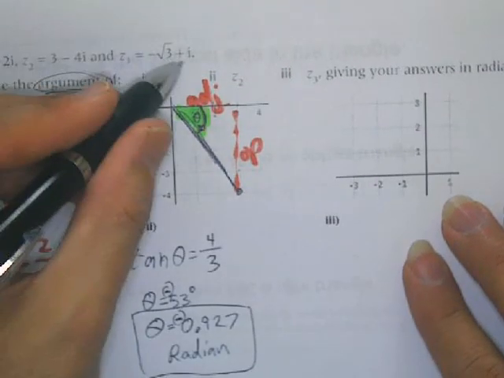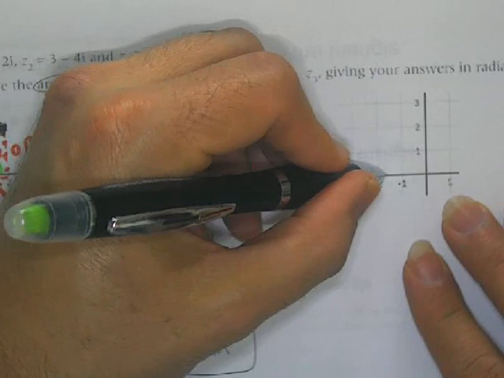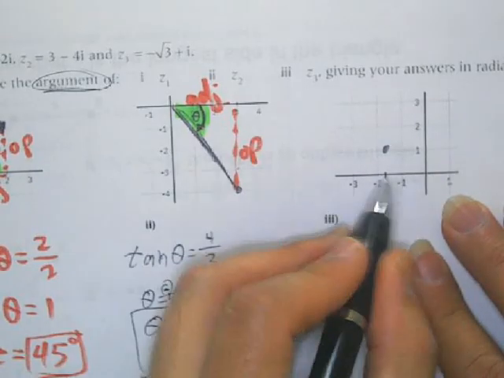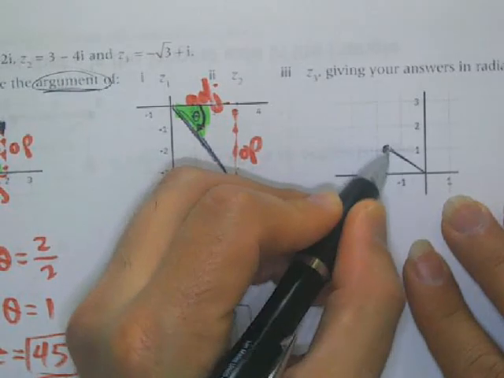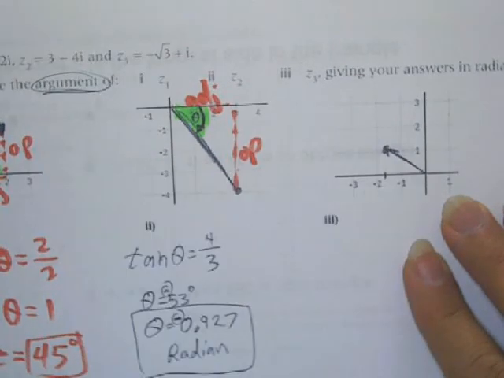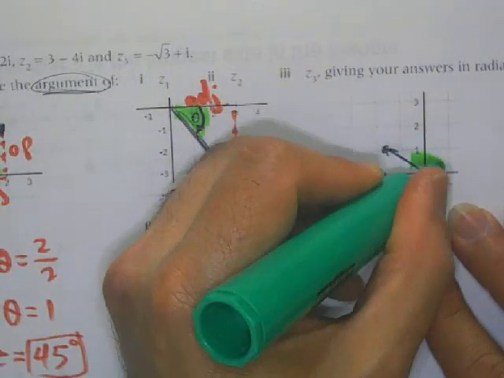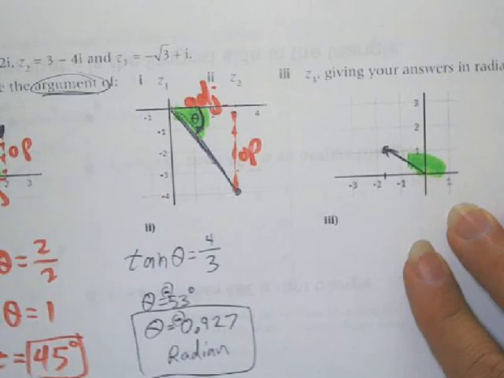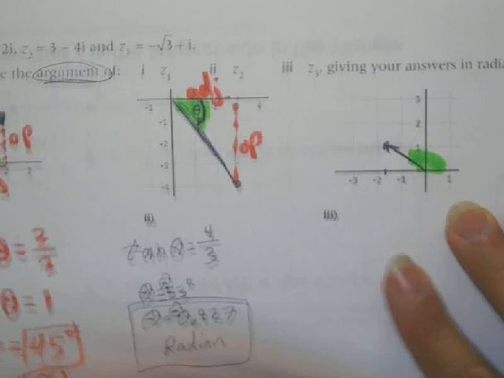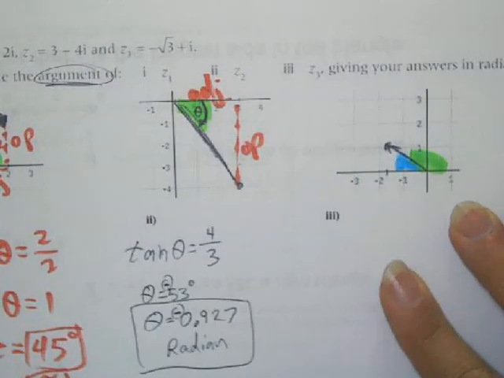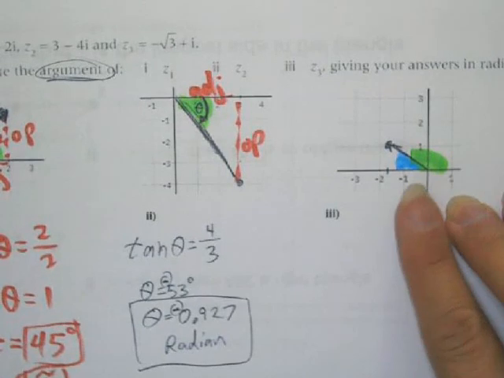Okay. Let's do the last one. Negative radical 3 plus i. So negative radical 3 this way and plus 1. So it's kind of up there. So the easiest way to look at it is, we're trying to figure out this angle here, right? But if I'm using tangent, I'm going to try to find this angle, the blue angle there, and then subtract that from pi.